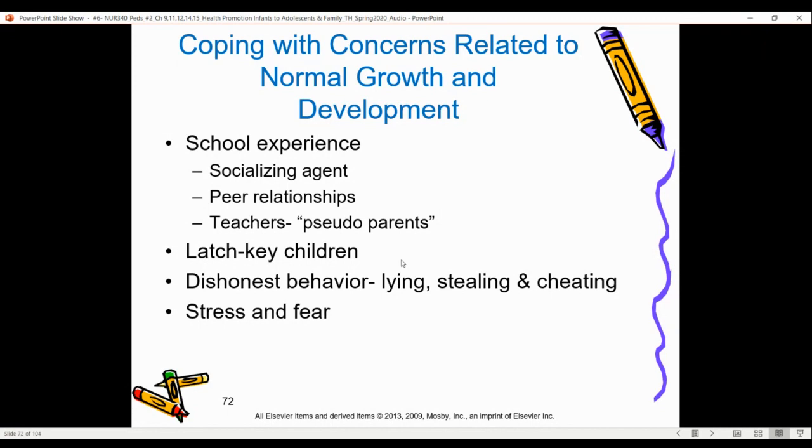TikTok is huge right now. It was popular beforehand, but now it's even bigger with everybody being home and posting videos on it. There are a lot of harmful videos on TikTok. If you haven't delved into it, there are some on anorexia and actually promoting anorexia. So kids get exposed to some adult things on social media as well. That's another huge stressor.